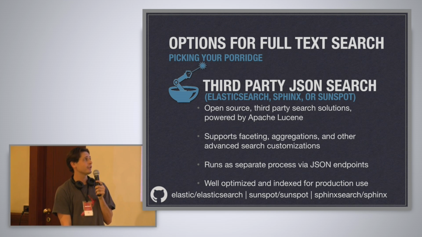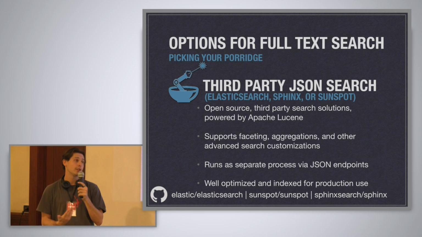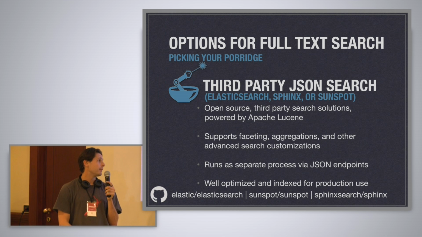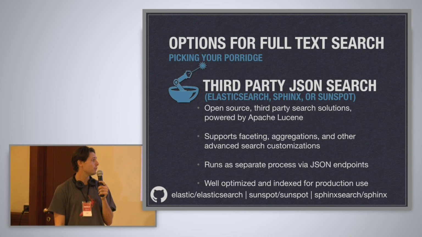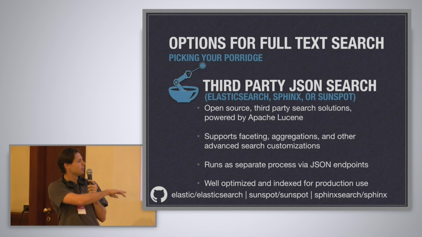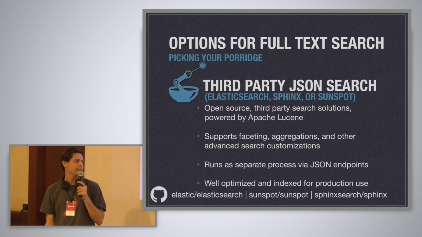And these are very powerful solutions. They support faceting and aggregations and all kinds of languages and custom user queries, and there's really a lot of functionality there. And they're definitely fast enough for production use. Many, many people use these in production. 3 examples would be Elasticsearch, Sunspot, and Sphinx. Elasticsearch at the moment is the industry standard, but Sphinx is kind of an up-and-comer that's billing itself as kind of a lighter, easier to implement version.